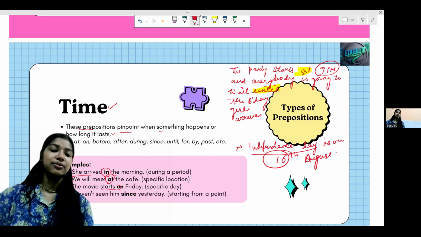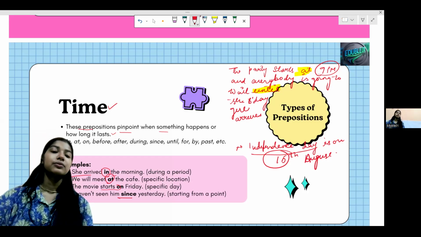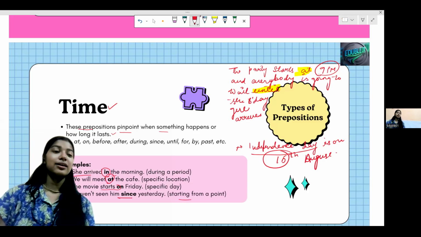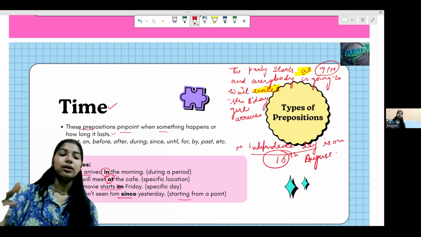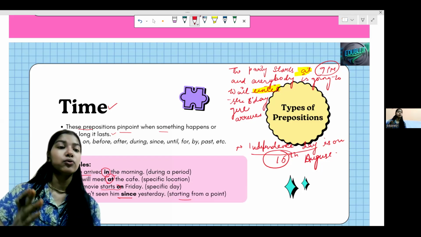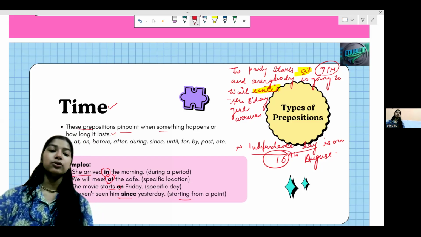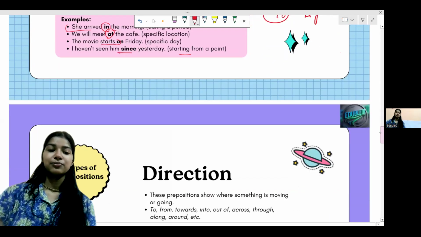I haven't seen him since yesterday. It's telling us the starting point. Let's just take an example: something is starting from a point, like I haven't seen them since yesterday, or let's say I'm going to wait until my friends arrive. So we are going to see that there is a point from which we start.